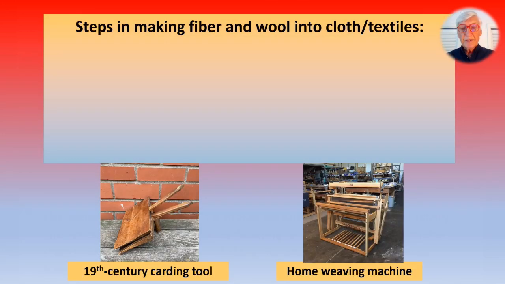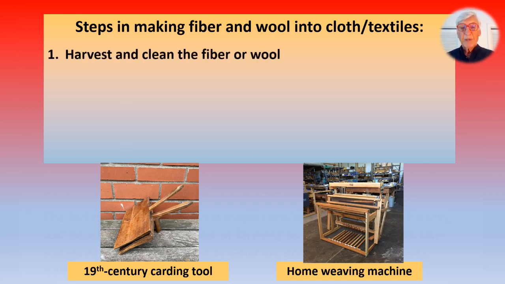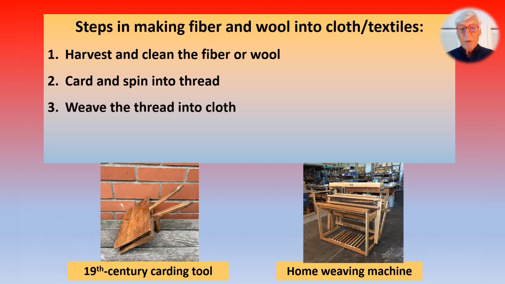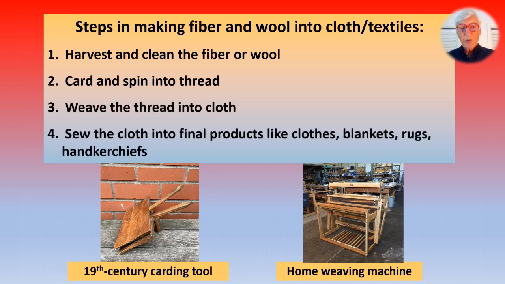Here are the steps in turning fiber and wool from the rough material into cloth and textiles. First, you have to harvest and clean the fiber or the wool. Then you card and spin it into thread, weave the thread into cloth, and sew the cloth into final products like clothes, blankets, rugs, and handkerchiefs.